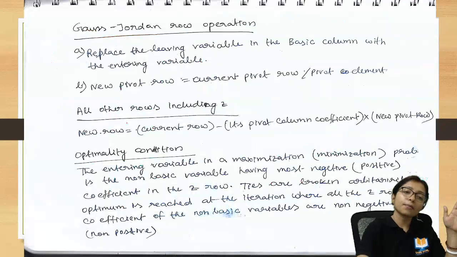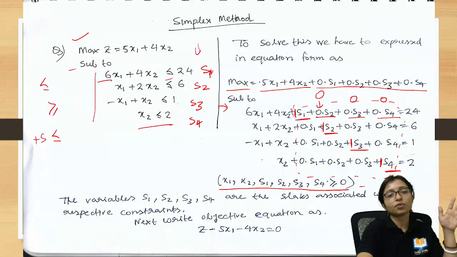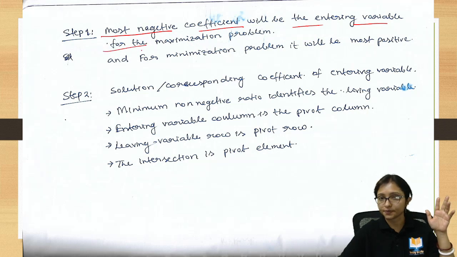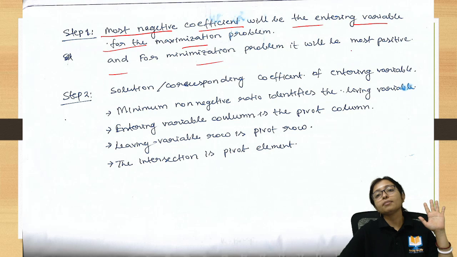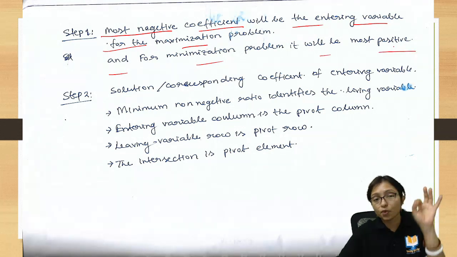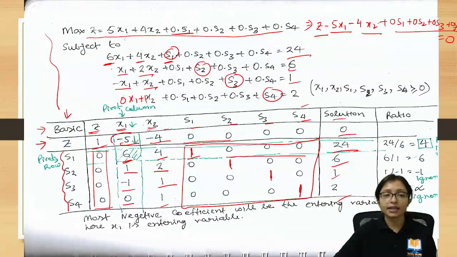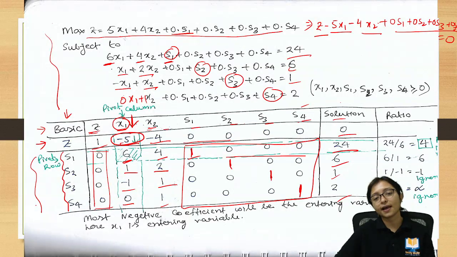For the pivot column, whenever you are doing maximize, the most negative coefficient will be the entering variable for the maximize problem, and for the minimize problem it will be the most positive one. So here the most negative one is -5. That's why this is my entering variable, meaning x1 is going to enter the basic area. Now x1 will replace which one?